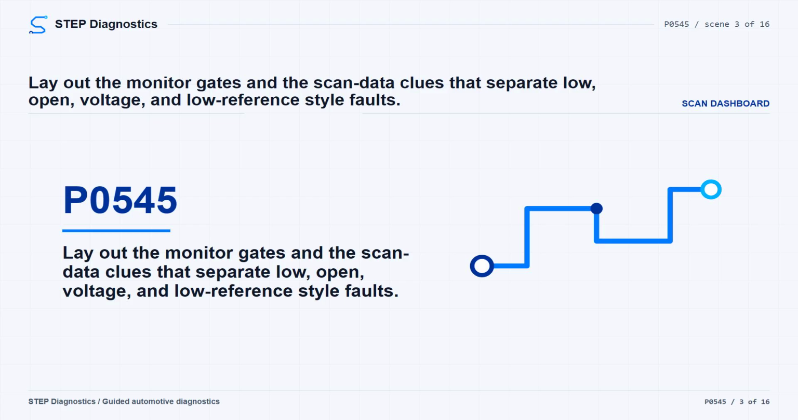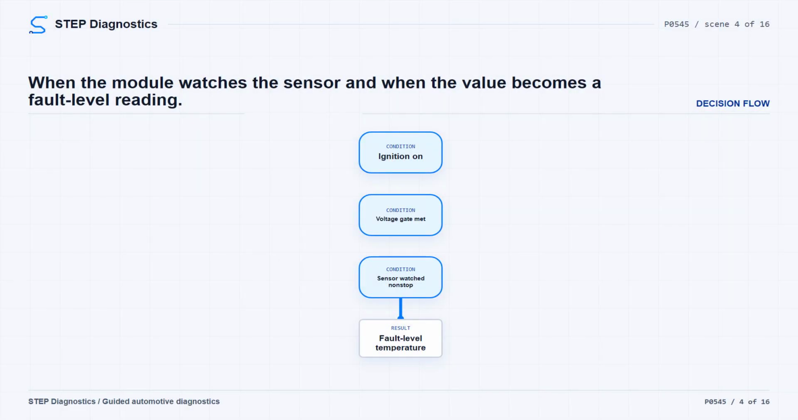For scan data, the parameter normal range is -39 to 999 degrees Celsius, -38 to 1830 degrees Fahrenheit. The monitor runs with the ignition on, ignition voltage greater than 11 volts, and then runs continuously after those gates are met. The control module sets this type of fault when the exhaust temperature sensor value is less than -39 degrees Celsius, -38 degrees Fahrenheit, or greater than 999 degrees Celsius, 1830 Fahrenheit.